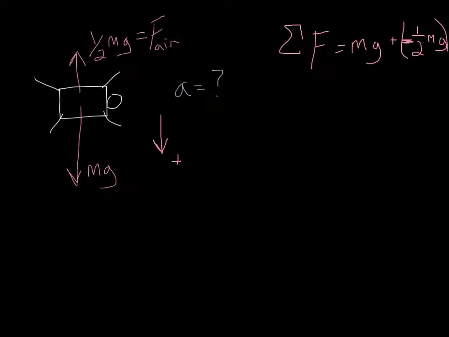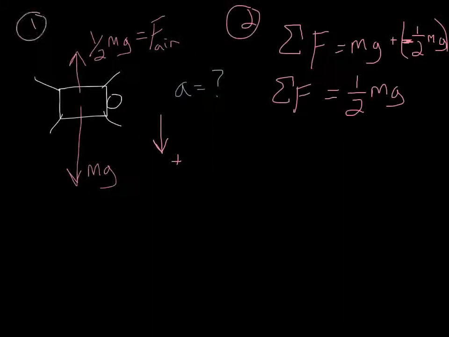So we have mg plus a negative half mg. What do we get? mg minus half mg. What are we left with? 1/2 mg. No numbers, but we do have the net force, or at least an expression for the net force. We do know it's half the weight that's acting on him, because the air resistance cancels out the other half.